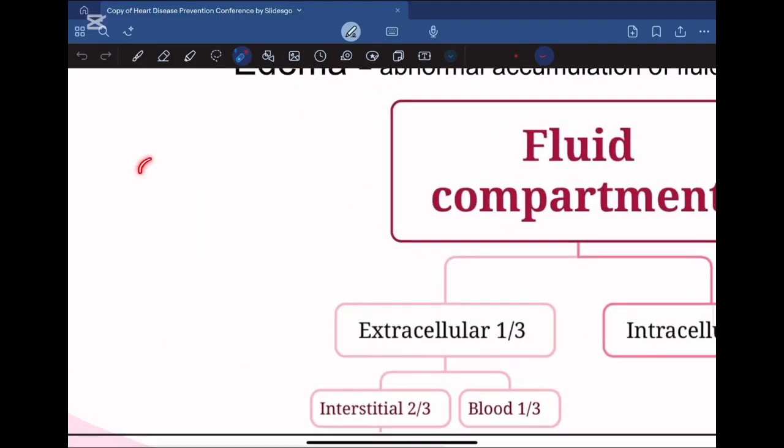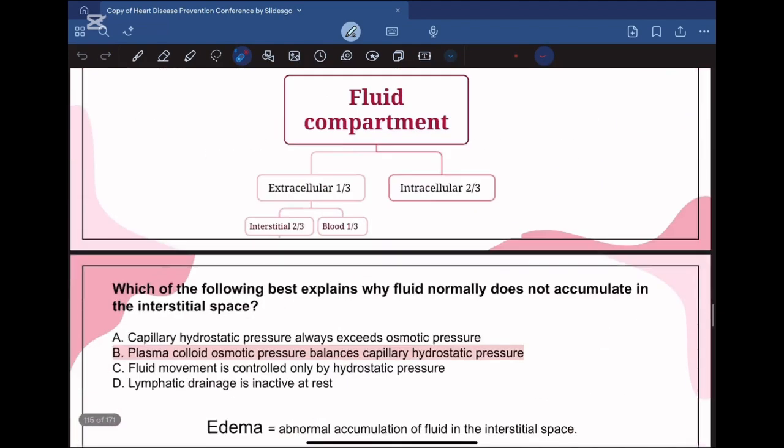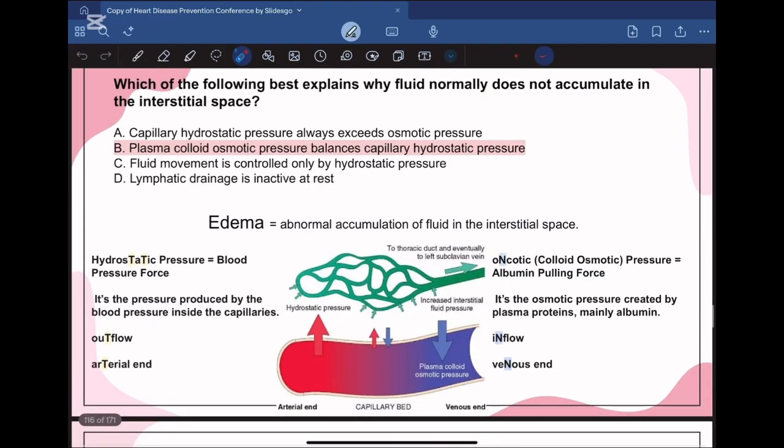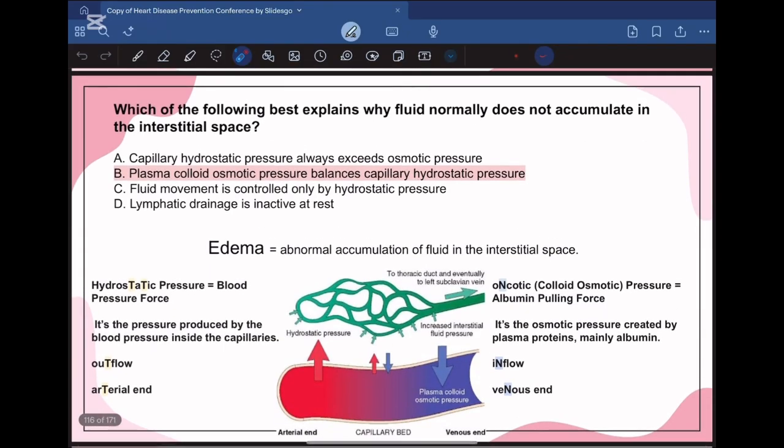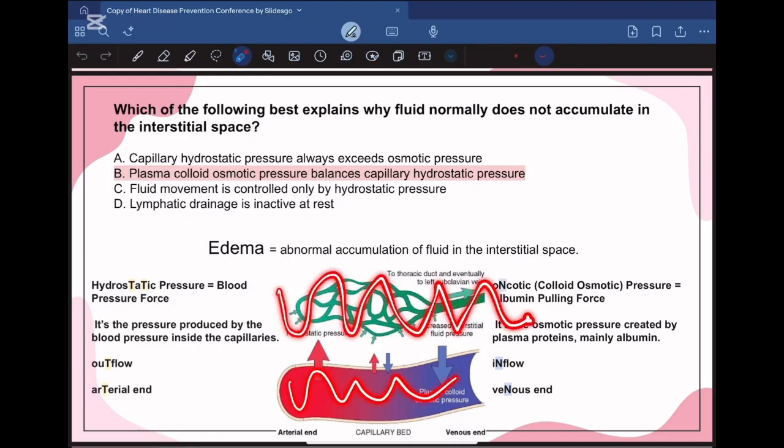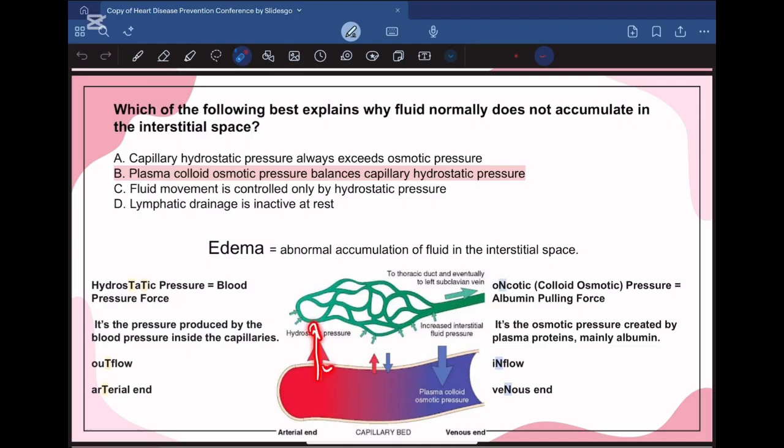Why will there be fluid movement here? Because we have two opposite forces. Which ones? Colloid osmotic pressure and hydrostatic pressure. So again, this is normally why edema doesn't happen: because of these two opposite forces that are responsible for the fluid movement in the extracellular space between the interstitial space and the intravascular space. So here we have fluid movement, okay?